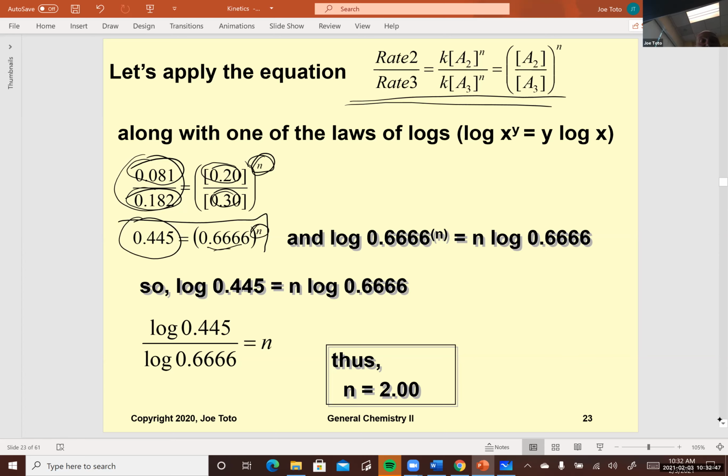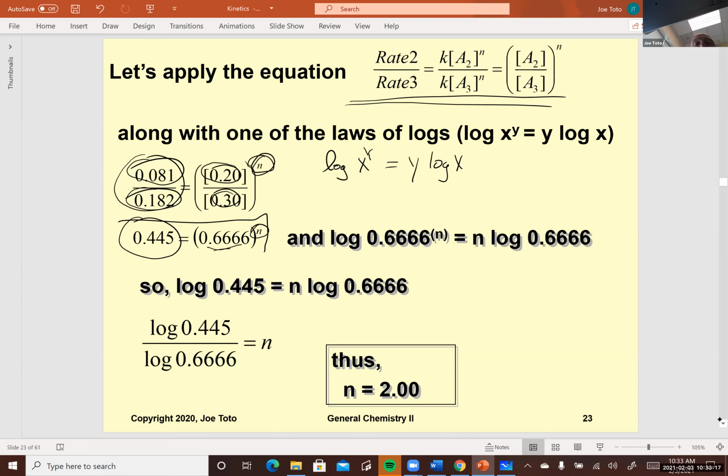To do that, we need to employ a law of logs. So if I take the ln or log, it doesn't matter, there's a law that says that the log of x to the y equals y times the log of x. It's one of the laws of logs.